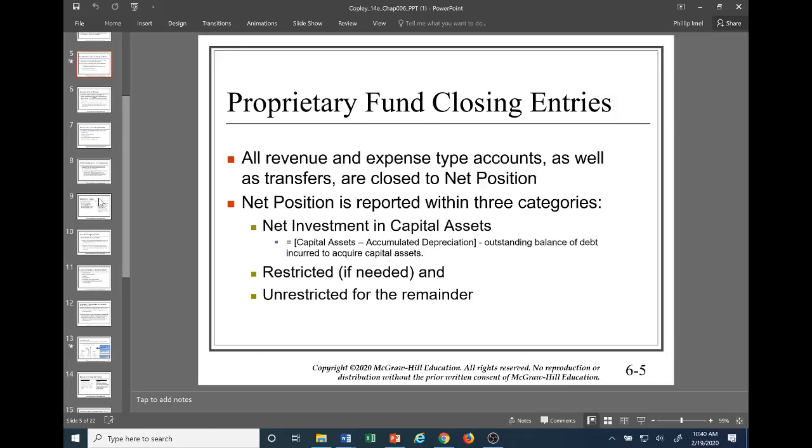So kind of the same thing. Think of this part of this sheet right here as the same thing on this balance sheet. Think of it as the same thing as the fund balance on the governmental one. Only thing is we have 3 categories to be concerned with instead of 5.